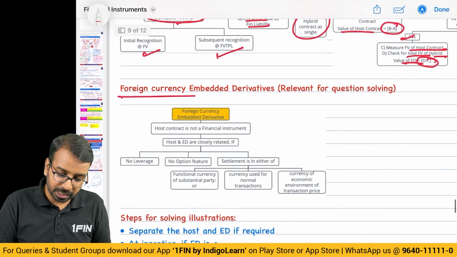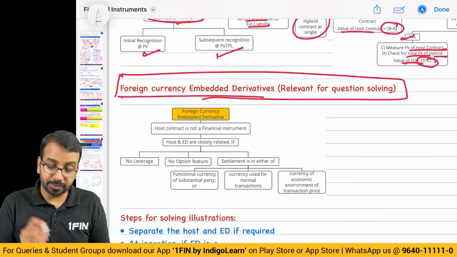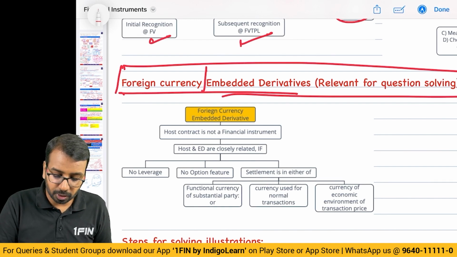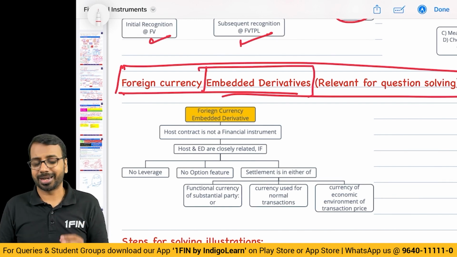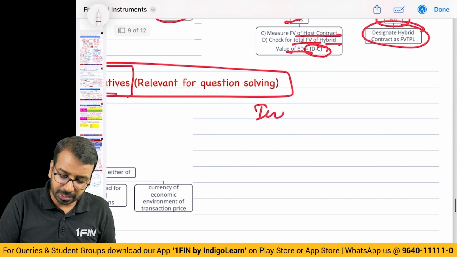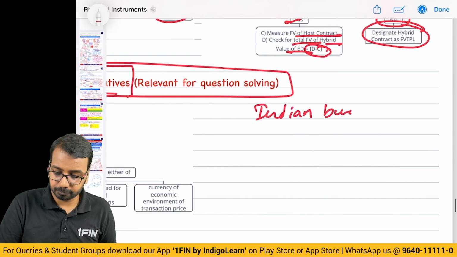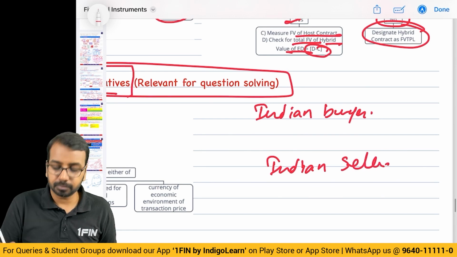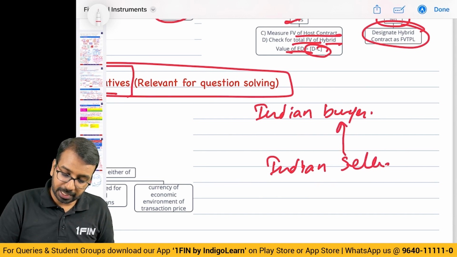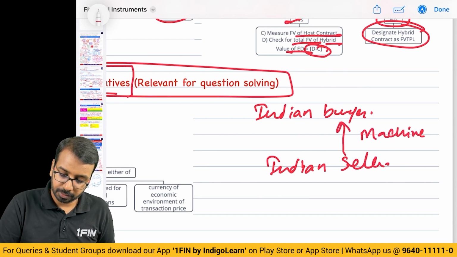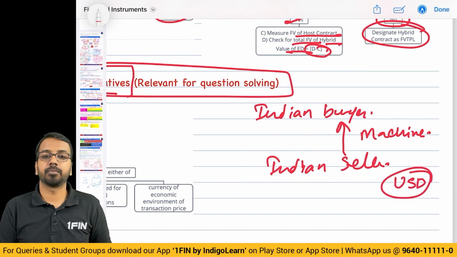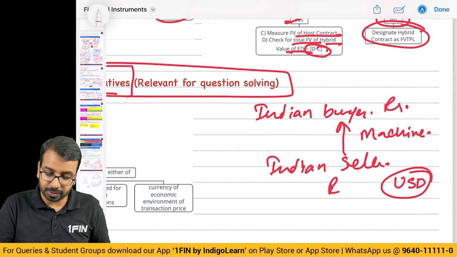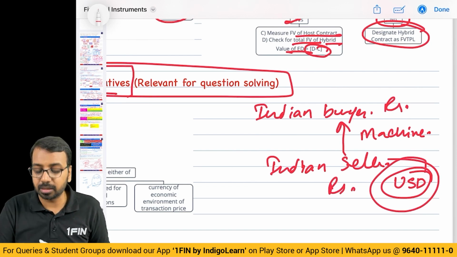Then there is a question on foreign currency embedded derivative, that's also very important. So here first we need to see whether there is a foreign currency embedded derivative in a particular contract. A typical example is there is an Indian buyer and then there is an Indian seller. Okay, they agree to sell, let us say, a machinery. Amount will be paid in USD. Now typically if the functional currency of the Indian buyer is rupees, for the seller is also rupees, why do we designate the contract in USD?